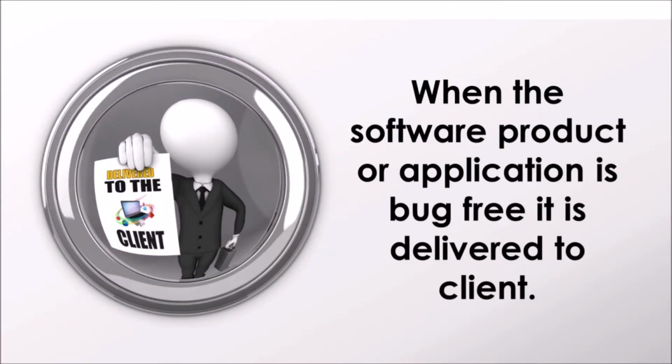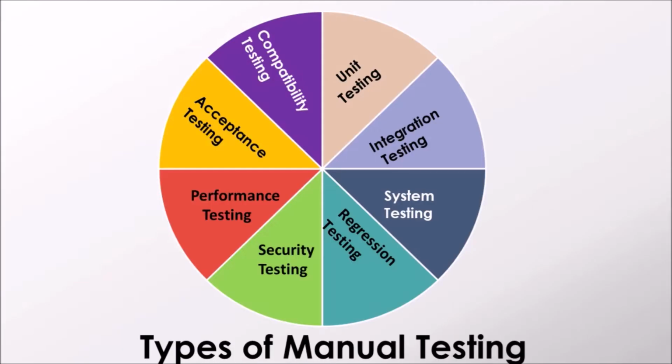Then, when the software or application is bug free, it is delivered to the client. The intent is to ensure that the client gets a good quality product which is bug, error and defect free and convenient to use by the client. The ultimate aim is to deliver a bug, defect, and error free product to the maximum extent possible.